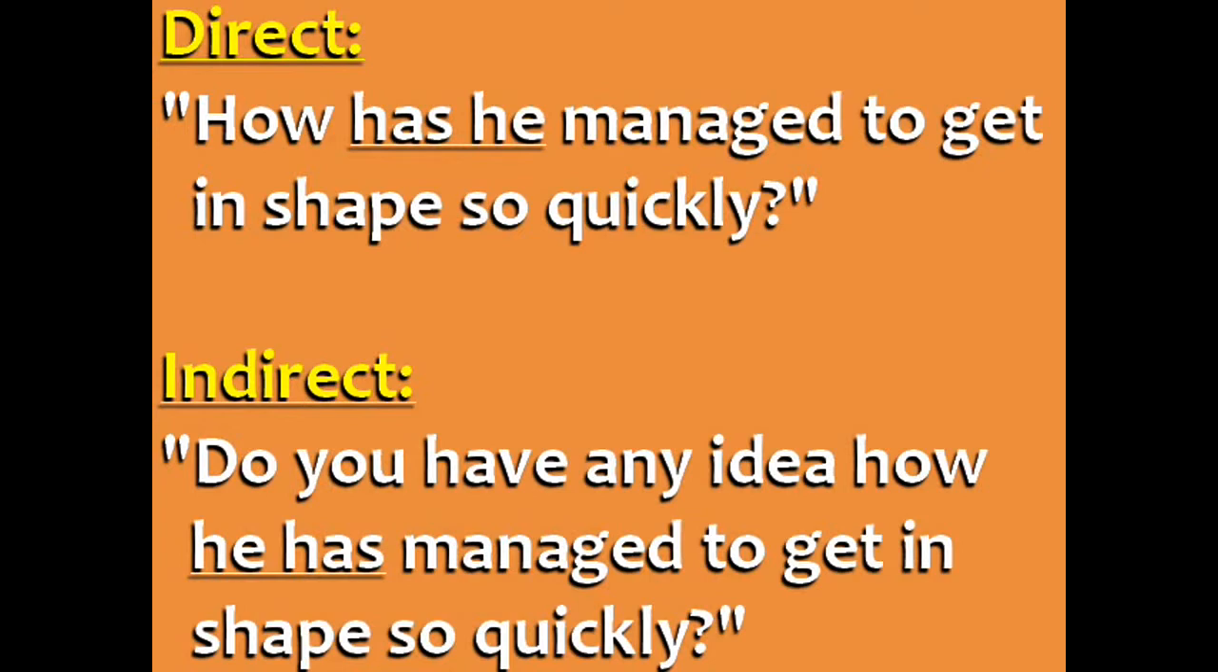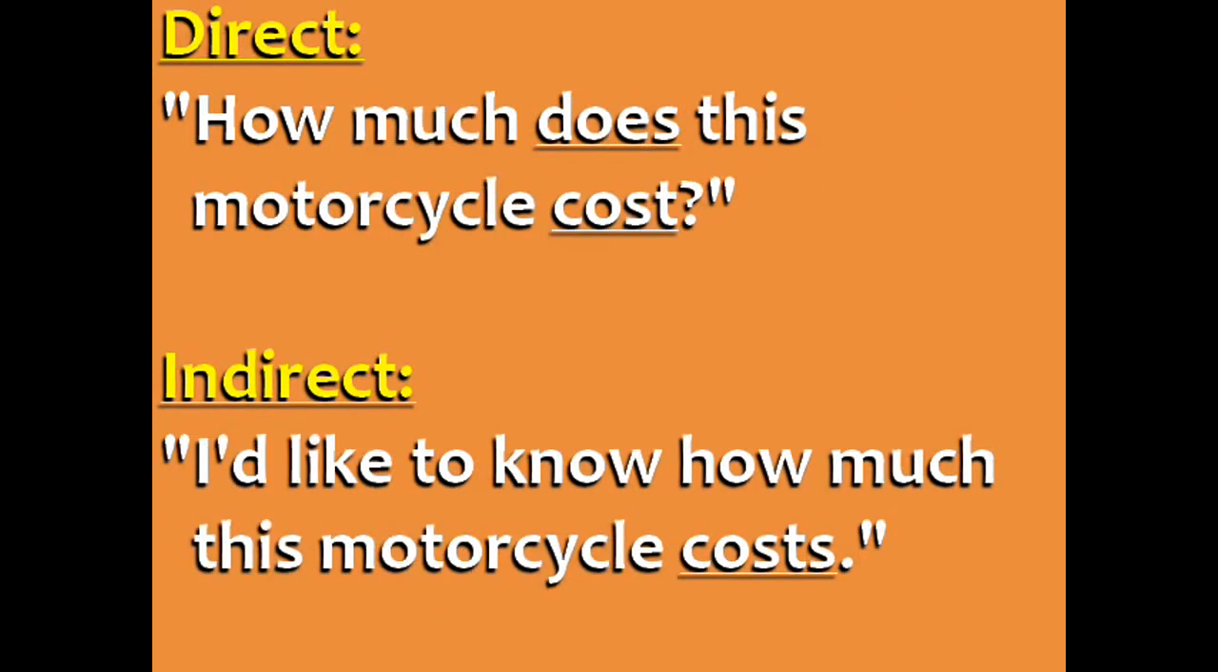Direct. How has he managed to get in shape so quickly? Indirect. Do you have any idea how he has managed to get in shape so quickly? The verbs have, has, and had also come after the subject in indirect questions. Direct. How much does this motorcycle cost? Indirect. I'd like to know how much this motorcycle costs. To form the indirect question, we eliminate the auxiliary verb does and change cost to costs.